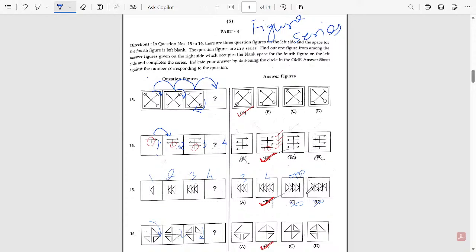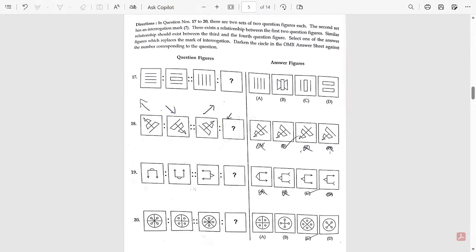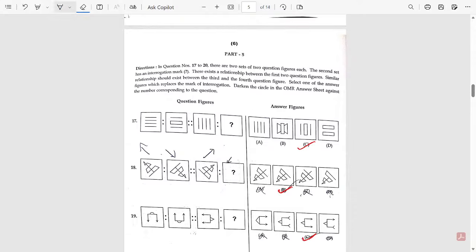Okay, good. So that's how you have to do the answers. Now let's go to the fifth part. So what is the fifth part? Let us see now. So in the fifth part, it is analogy. So for the fifth part, what you have to do is find the figure analogy.